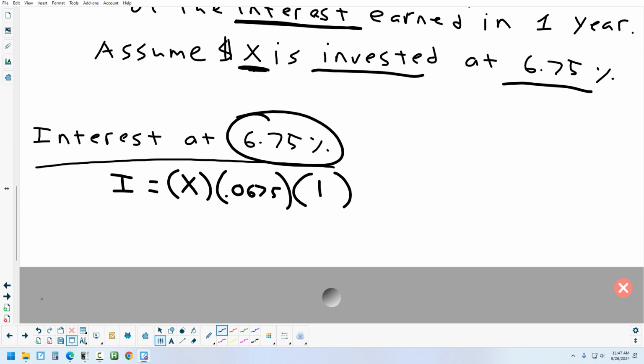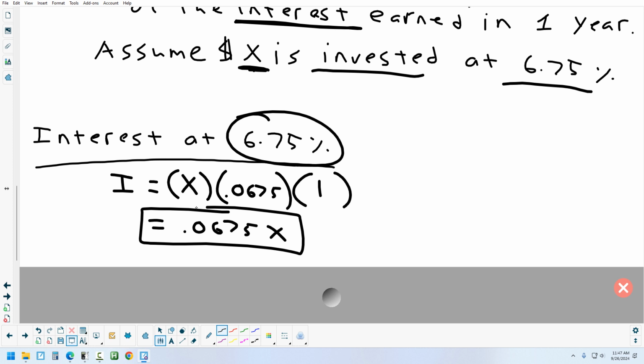Okay, so let's multiply that out, and let's write it how we normally would write something. That's 0.0675 times x times 1. So that formula, if you tell me how much money he invests in the 6.75% account, I can fill it in for x, and I'll tell you how much money he'll make. Any question on how we got the interest for the first account?